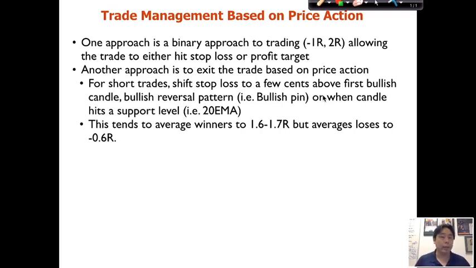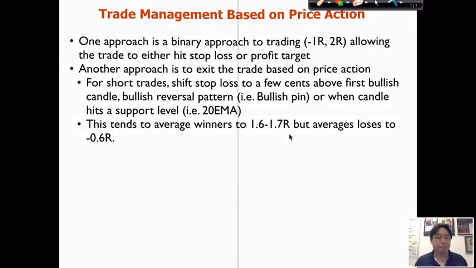So once again, by doing this, we may not always get our 2 hour wins. We may exit before 2 hour. At the same time, we will also exit before hitting -1 hour. So this tends to average winners to 1.6 to 1.7 hour, and average losers to -0.6 hour. Okay, and again, it creates a positive statistical expectancy.